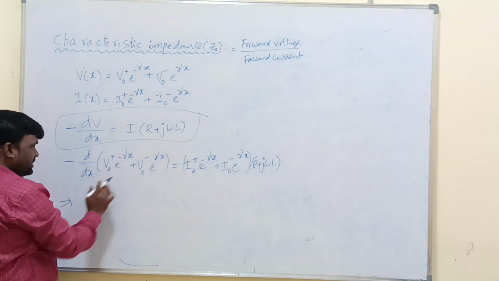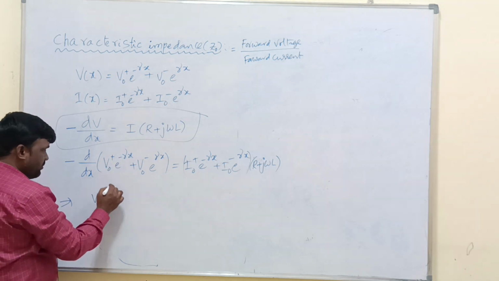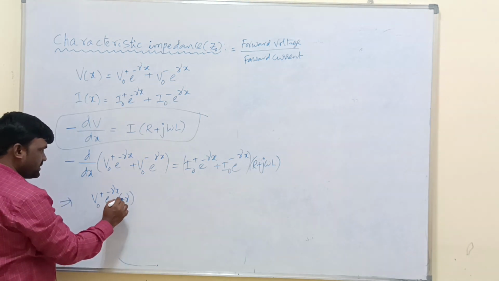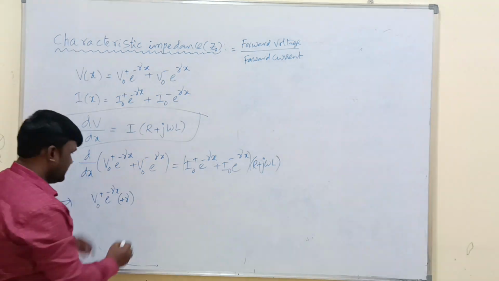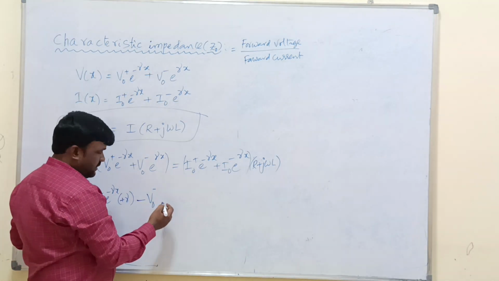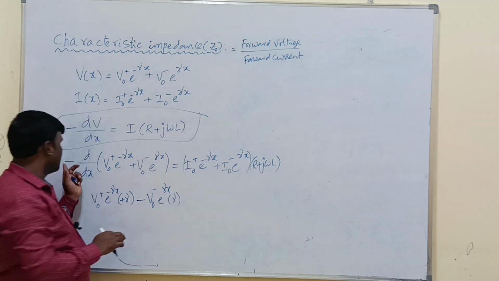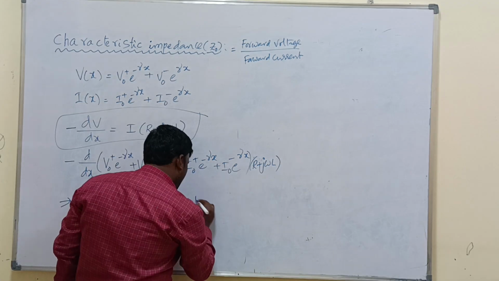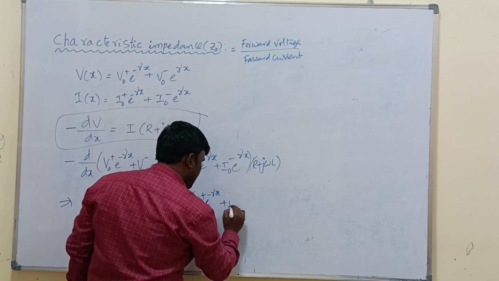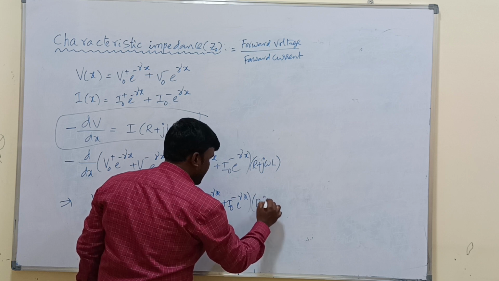Differentiation of this is what? V naught plus is constant, and differentiation of e to the power minus gamma x with respect to x gives minus gamma. Already here you have a minus, so this becomes plus gamma. Here V naught minus is constant, and differentiation of e to the power gamma x with respect to x is e to the power gamma x into gamma. This minus is because of the minus outside. And it is equivalent to I naught plus e to the power minus gamma x plus I naught minus e to the power gamma x, into R plus j omega L.